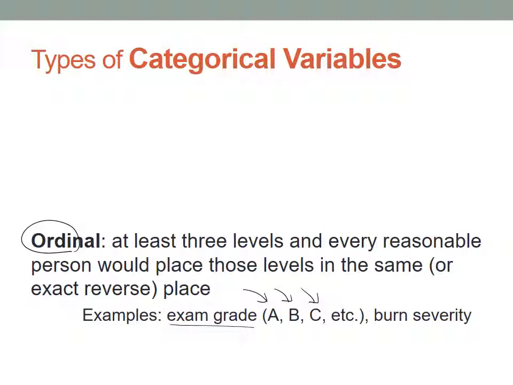Same thing with burn severity. So if you have a first degree versus a third degree burn, we would know that the first degree burn is less severe than a third degree burn. So even though these are categorical and numerically the 1, 2, and 3 don't necessarily stand for anything quantitative, they do put you in a category where this category of first degree burn is less severe than, say, the category of third degree burn.